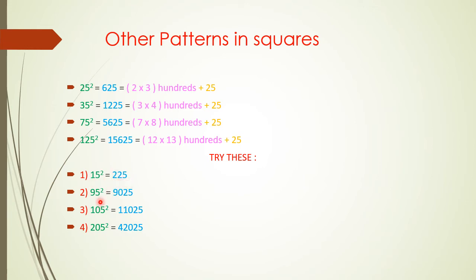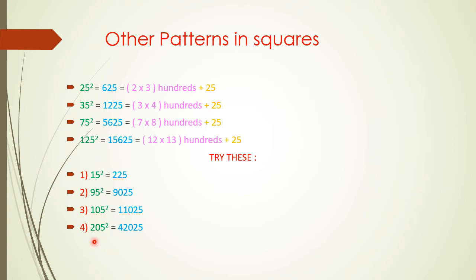Okay. Now next one is 95 square. 5 square, we write 25 in the tens place and units place. And then 9, the left digit in the question, 9. So 9 into next number 10. So 9 tens are 90. Okay. And next number 3, 105 square. 5 square is 25. Then 10 we have here. Next number is 11. So 10 into 11 we get 110.